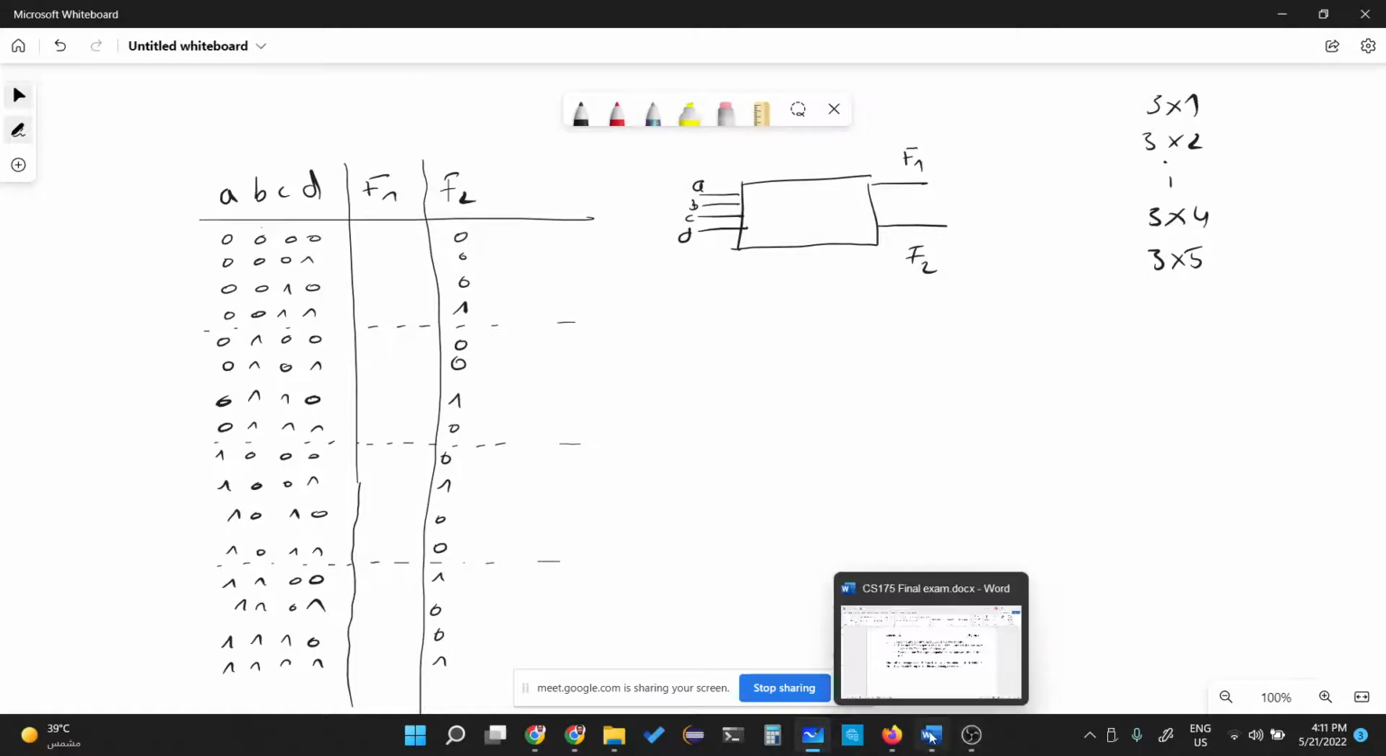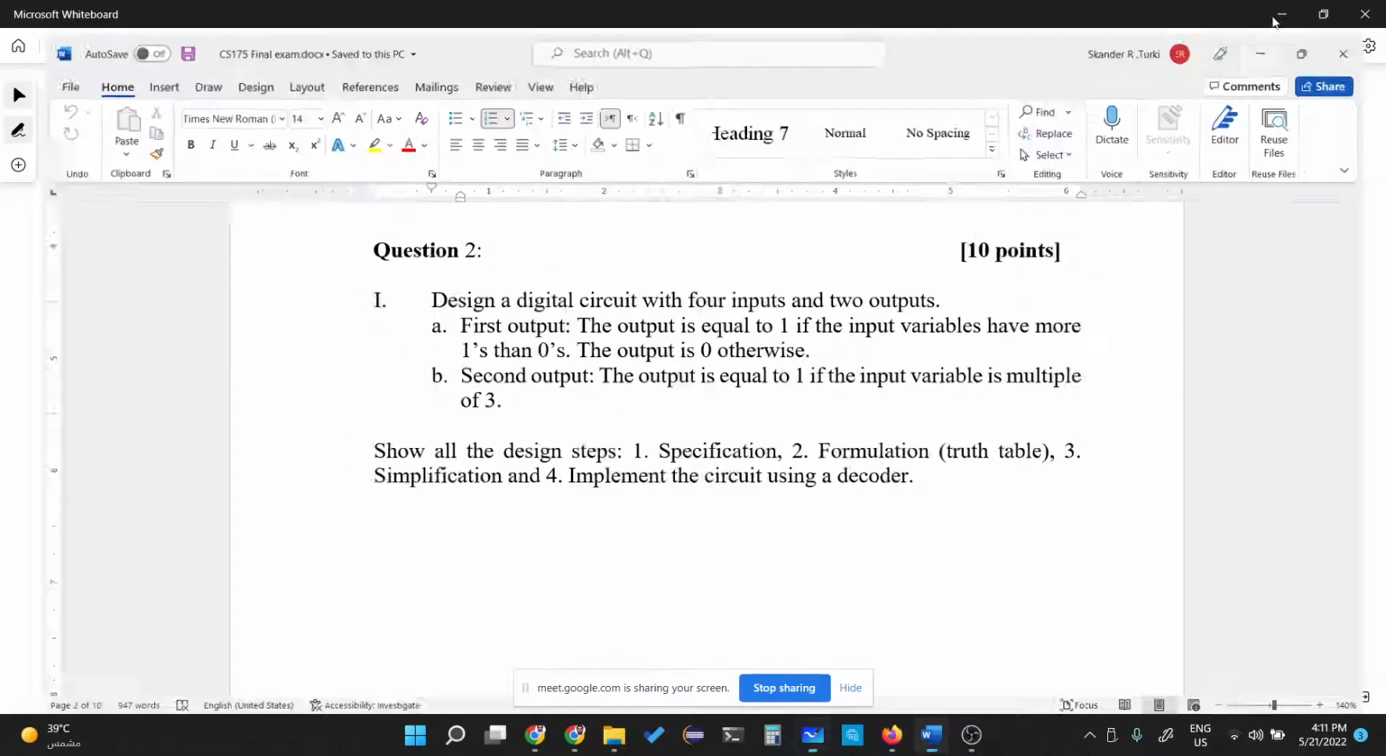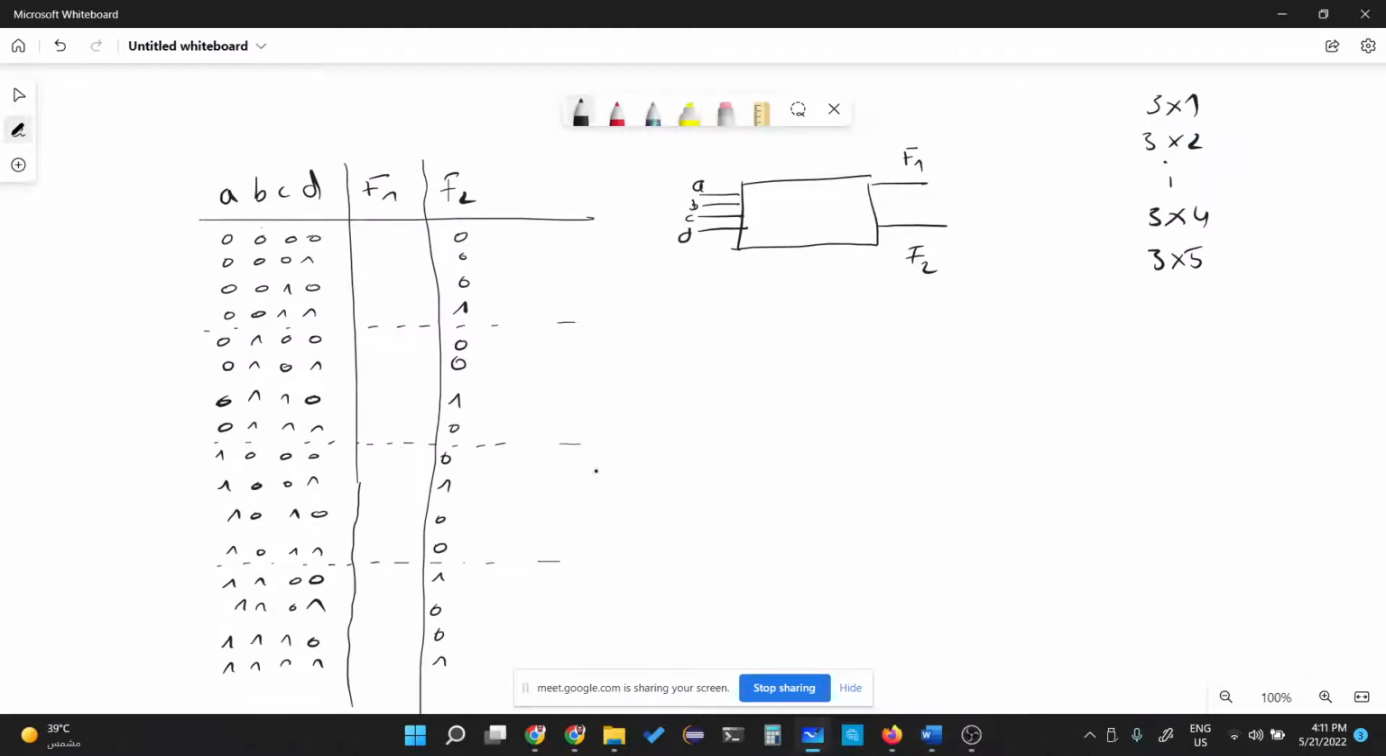It's very simple, you just need to understand that for the first output, the output is equal to 1 if the input variables have more ones than zeros. If you have more ones than zeros the output is 1. Here it's 0, here it's 0, here 0, 0, 0. It's only 1 when you have 3 ones, that's it, or 4 ones. Sorry, this is 1. Okay.